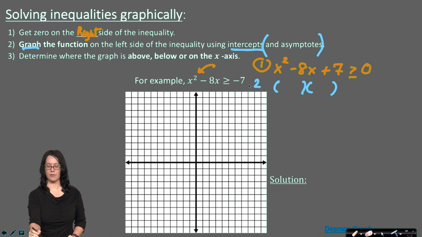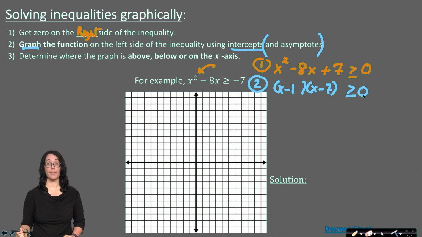So my second step, in order to graph it, I first get the x and y-intercepts. So I need factors of 7 with the same sign that add up to negative 8. You're right, x minus 1 and x minus 7 must be greater than or equal to 0. Okay, so what would be the x-intercepts from each of those factors?